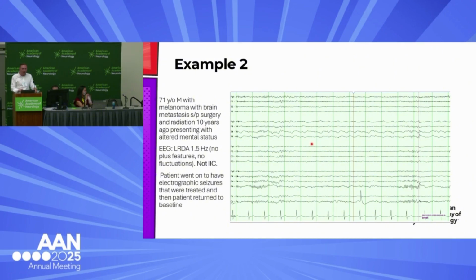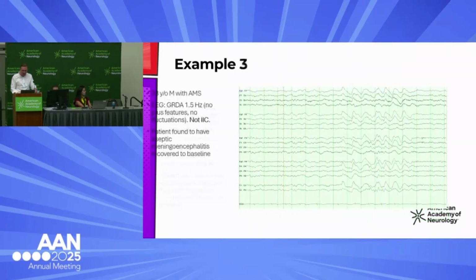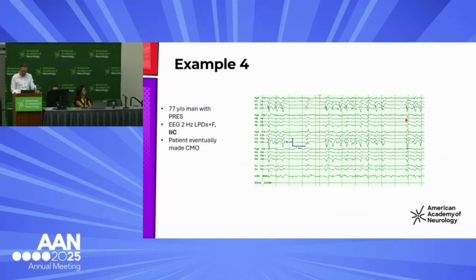But lateralized rhythmic delta activity is independently associated with a risk of seizure, so maybe this patient would still need to be monitored to look for discrete electrographic seizures. Here's generalized rhythmic delta activity, right? We didn't mention this at all when we were discussing the IIC. So generalized rhythmic delta activity is not really associated with an increased risk of seizures, and also not IIC. Here's one that's 2 hertz with plus features, so this is IIC.